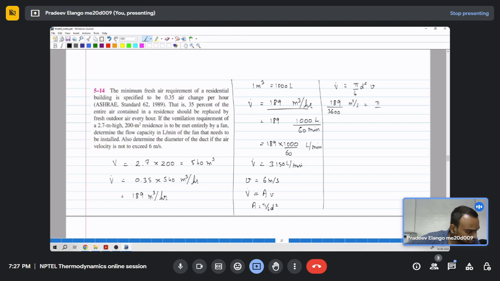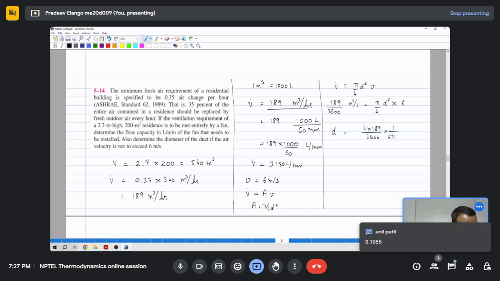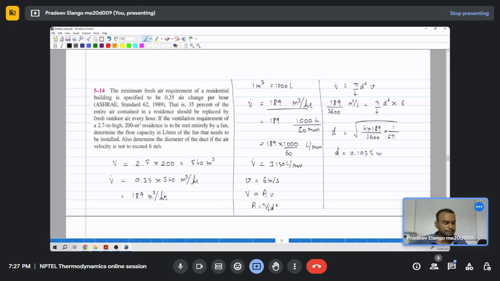Now we have pi by 4 d square into velocity. It should not exceed 6, so we have 6 here. Then diameter is the root of 4 into 189 by 3600 into 1 by 6 pi. This is 0.1055 meter.